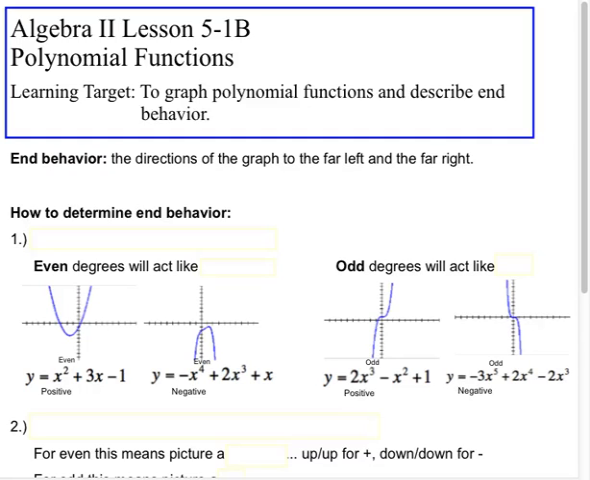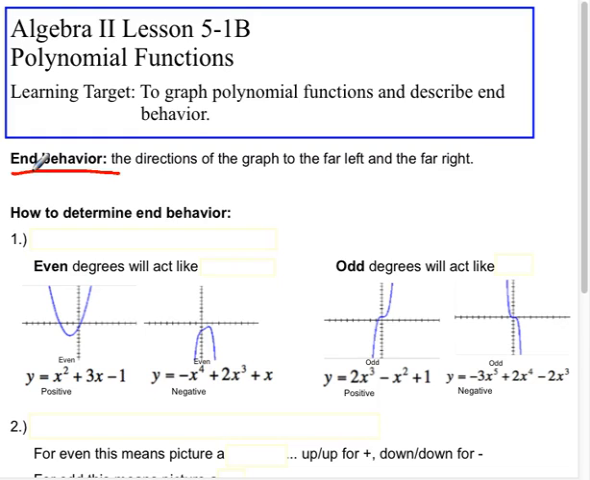Welcome back to finish up section 5.1. So there's one more big idea in 5.1 we need to cover, and that is the idea of end behavior. End behavior basically talks about what the polynomial function does when it's moving off to the left, and what it is doing when it's moving off to the far right. And there are two things you have to determine for this.